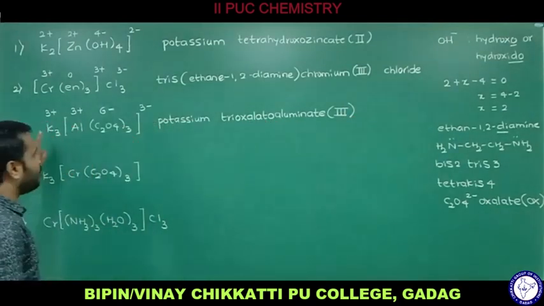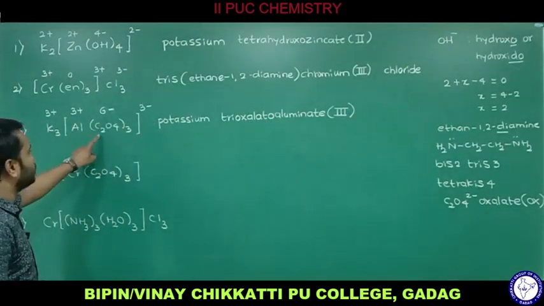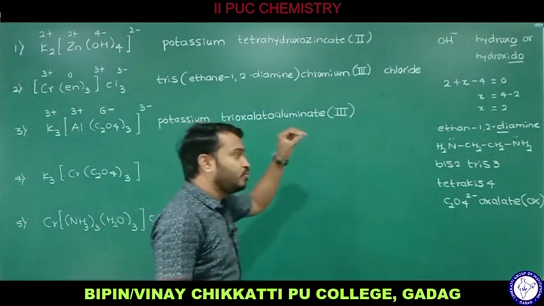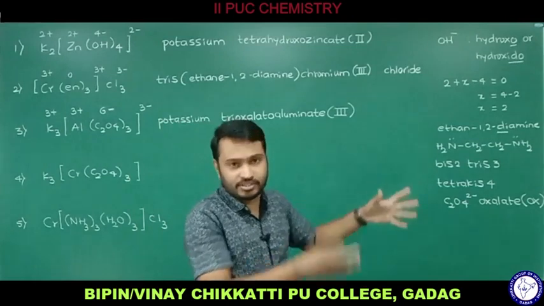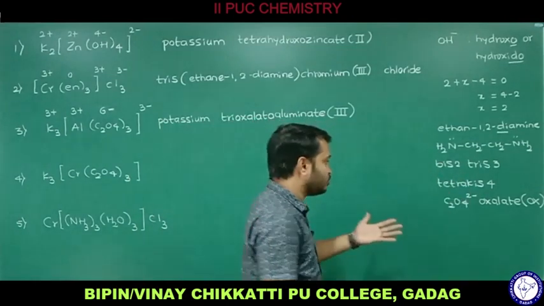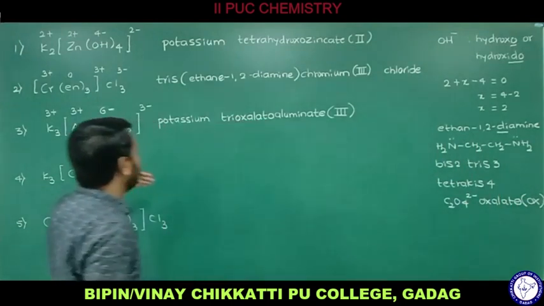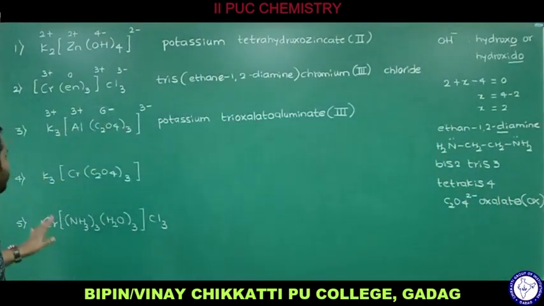So the name will be potassium trioxalatoaluminate(III). C2O4 2 minus is the oxalate ion, ox, and we call it oxalato as a ligand. Ox is a symbolic representation. This is how we write the name of the third example.